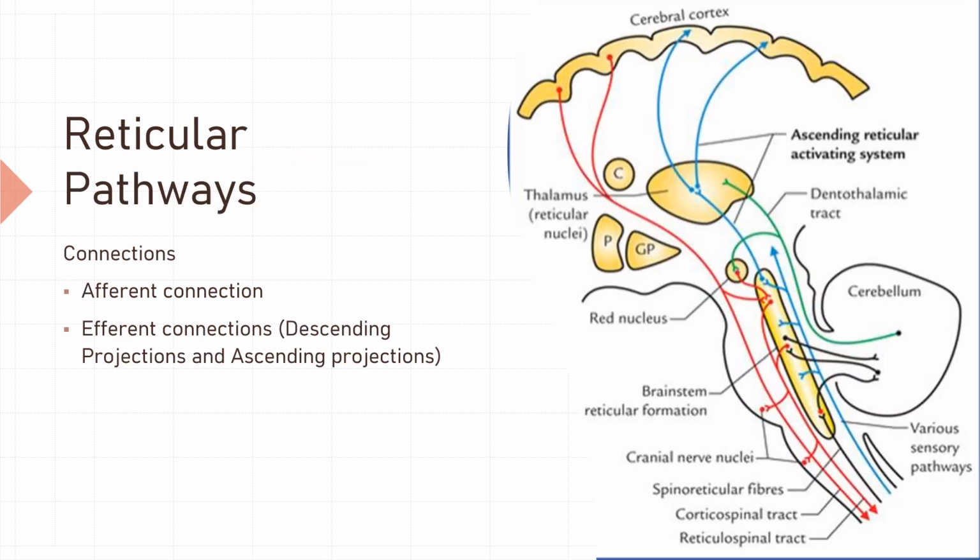So moving on to the circuitry of the reticular formation. Basically, in reticular pathways you have afferent connections and efferent connections. Efferent connections of the reticular formation are divided into the descending projections and the ascending projections. Ascending projections are to the thalamus, hypothalamus, and cortex, while the descending projections are to the spinal cord.